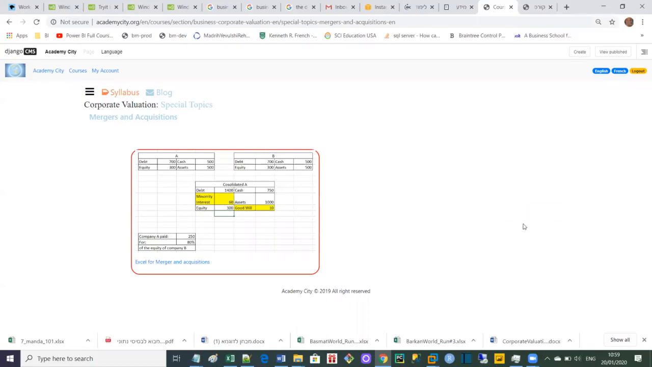Hi everyone. The objective of this session is to learn about merger and acquisition at an introductory level so you can complete your assignment in corporate valuation.